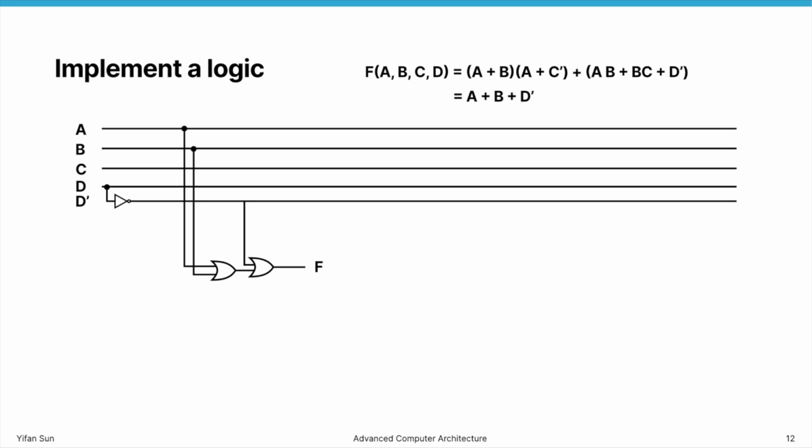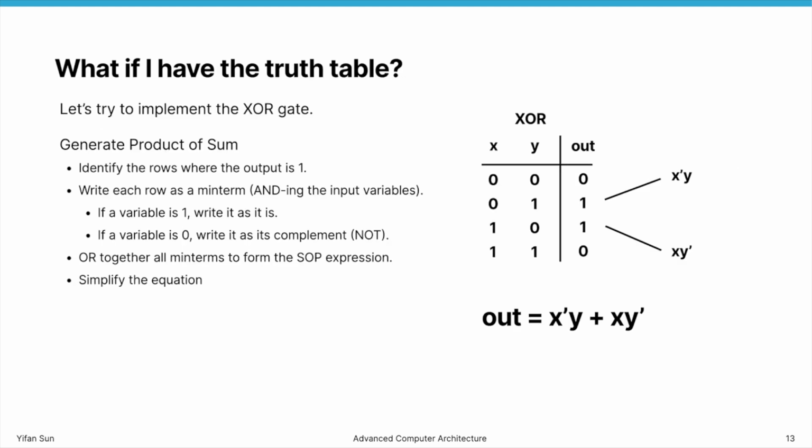So how can we simplify that? The best way to simplify a logic is to use a truth table. I can tell you how it works. You want to have a truth table, and if you have a truth table, it's really easy to write the result out. So let's start with this XOR gate. Our goal is to use AND or NOT gates to represent the XOR gate.